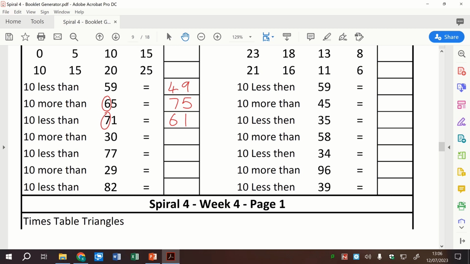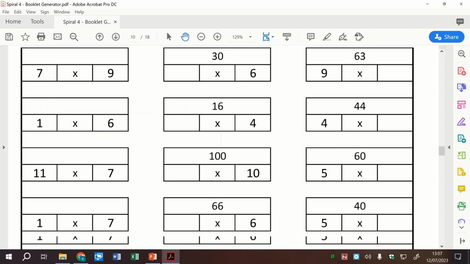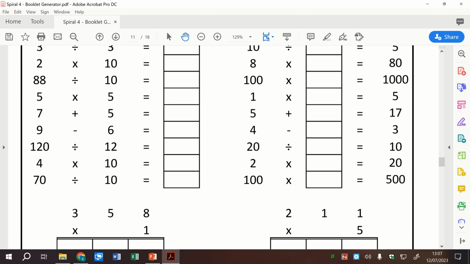Okay, same idea on the other side, but over here, I've been a little bit sneaky. Some of these ones are heading downwards. So 23, 18, 13, 8, I reckon that's 3. All right, so the next one that's also moving down in 5s, and the next one will be 1. Okay, back to triangles again.